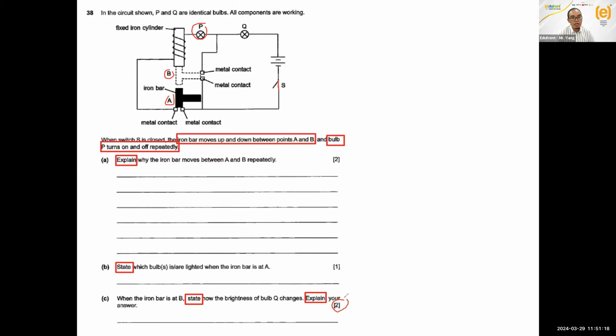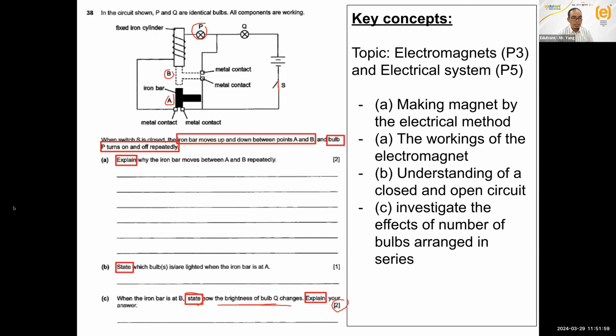Some students see 2 marks, but your answer is very short. Something is wrong somewhere. So in this question, why 2 marks? Because there are 2 parts to the answer. Number 1, you need to state how the brightness of Q changes. That means you need to say whether the brightness of bulb Q increases, decreases, or remains the same. So that is stating. And then you need to go on to explain. You cannot just state without explanation. If you don't explain, at most you get half of the mark, provided your first part is correct. So you need to explain to get the other half of the mark. Okay, let's take a look at the concepts here.